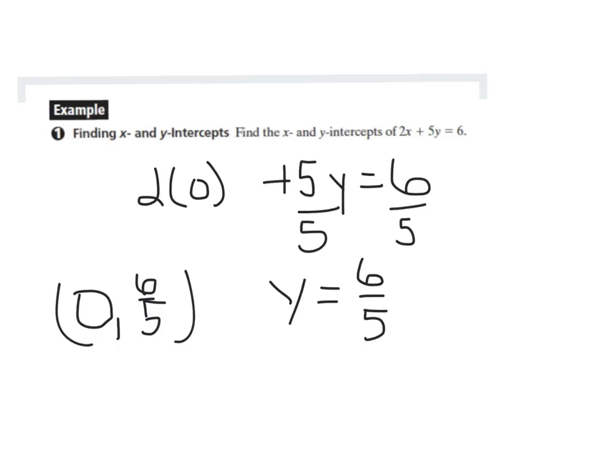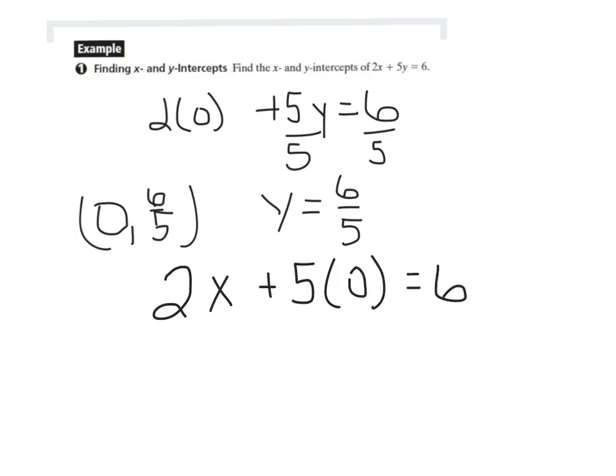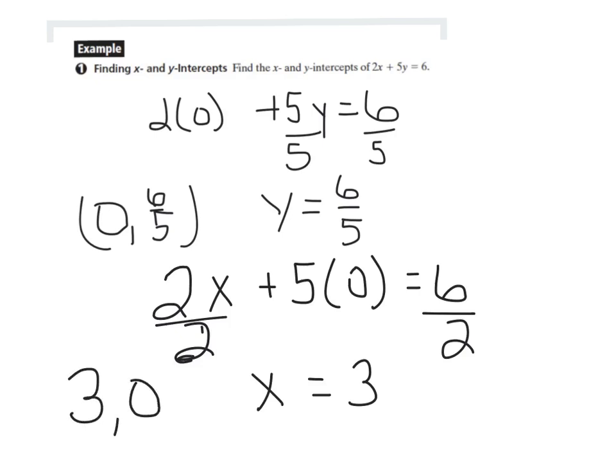So that's our y-intercept. Now to find our x-intercept, we are going to replace the y with 0. So now we are left with 2x plus 0 equals 6. If we divide both sides by 2, we are left with x equals 3. So our x-intercept is 3, and that point is going to be 3, 0. That's our point for our x-intercept.